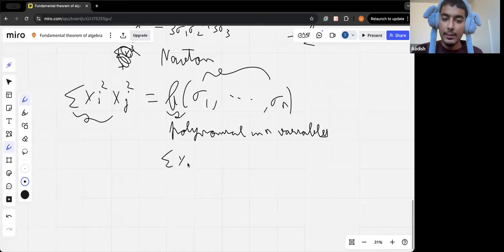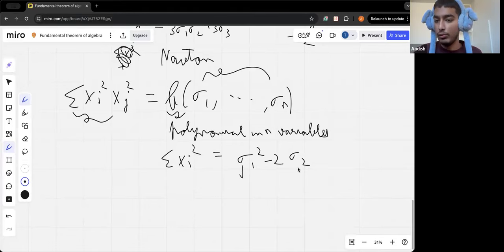So like summation xi squared, you can express it as ρ1 squared minus 2 ρ2. And this is a polynomial, and when I say polynomial, I mean a polynomial in multiple variables. So ρ1 and ρ2 are the variables. No matter what symmetric polynomial you put here, you can find it as a function of the elementary symmetric polynomials.